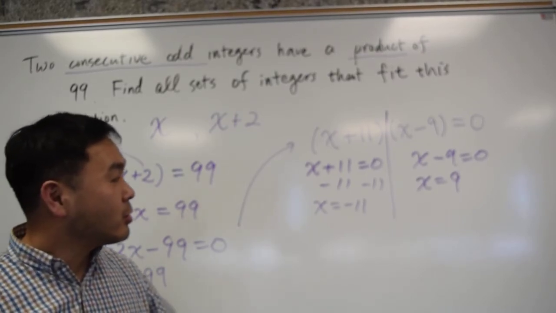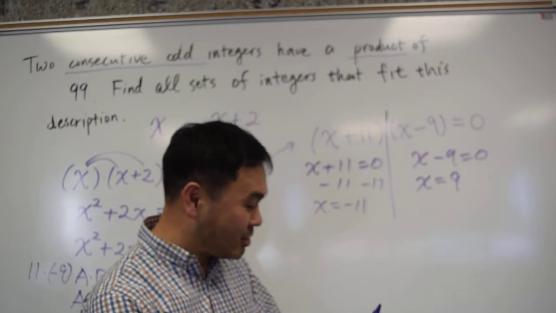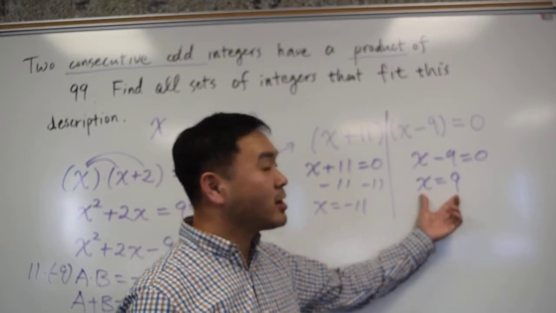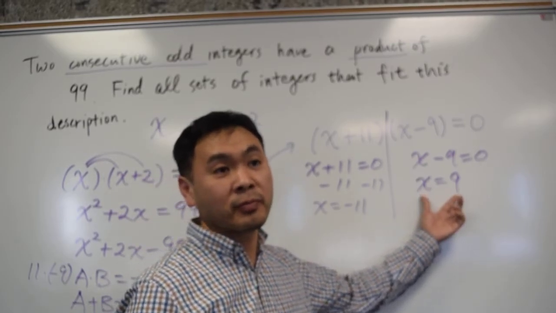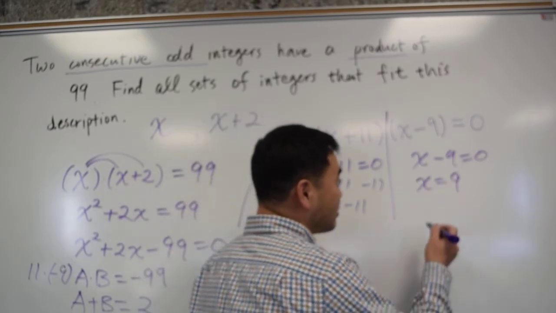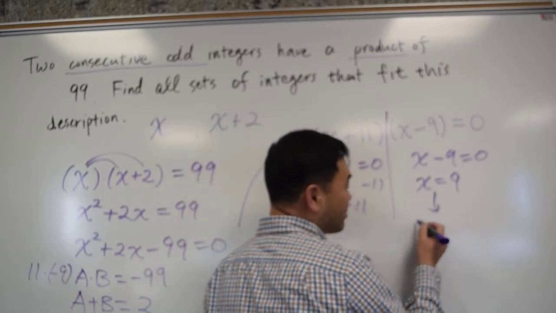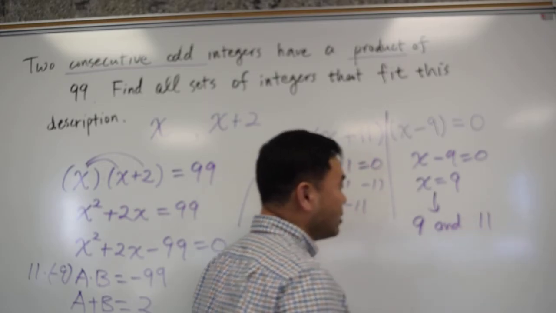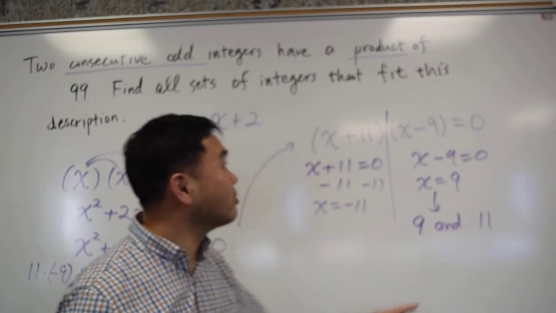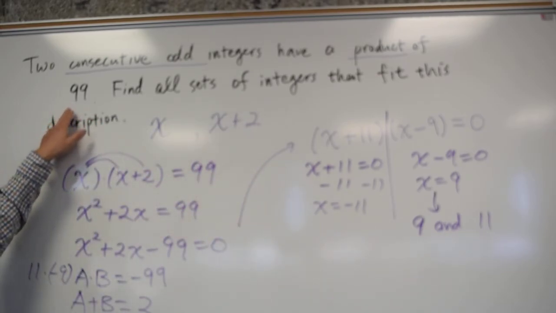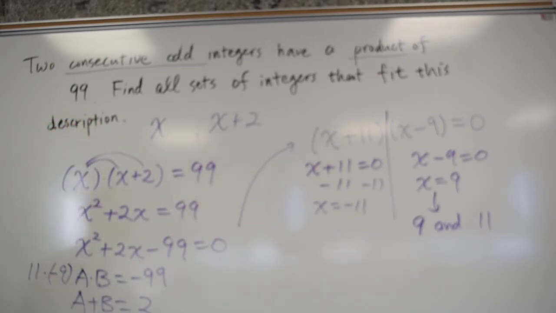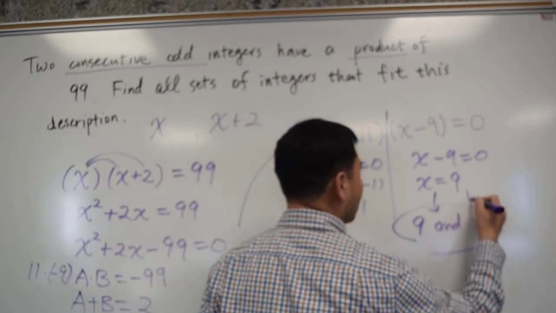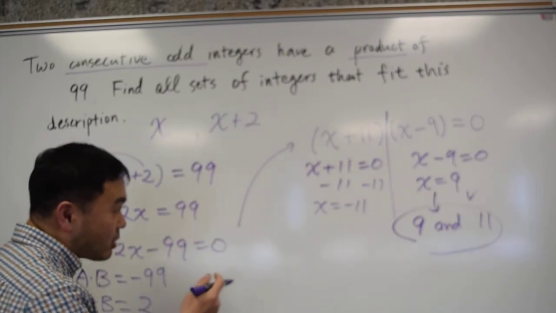So let's start with this one because it's positive and it's easier to think about. If x is 9, what's x plus 2? 11. So this seems to suggest that the 2 consecutive numbers are 9 and 11. Let's see, is it true that if you multiply them, you get 99? 9 times 11 is 99, right? So that does work. That's a check.